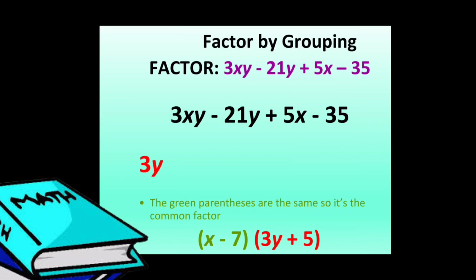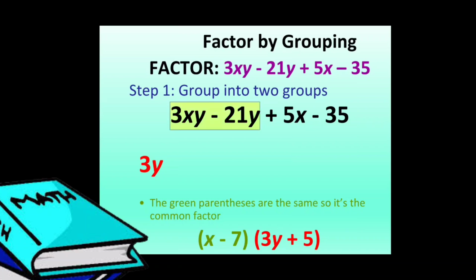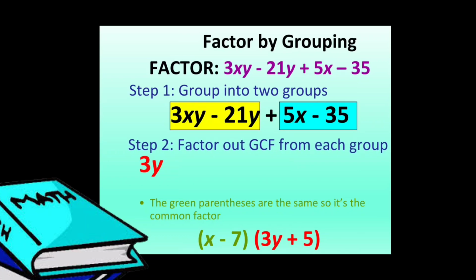Let's try another example. So we need to factor 3xy minus 21y plus 5x minus 35. So the first step is to group the terms into two groups. So we have 3xy minus 21y and 5x minus 35. The second step, we need to factor out GCF from each group.